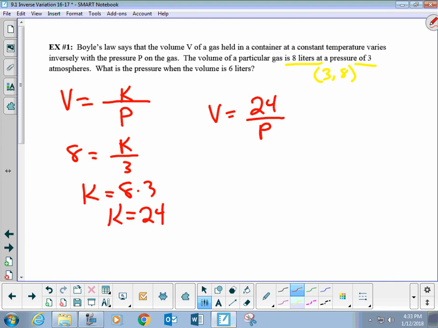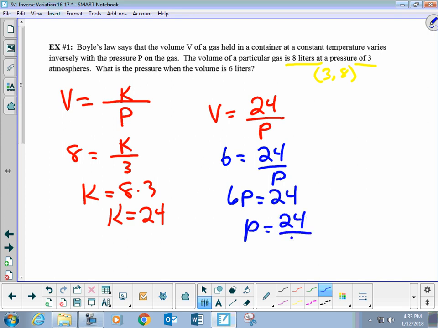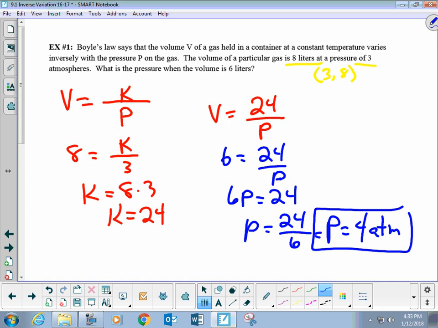So the next question, part of the question says, what is the pressure when the volume is 6 liters? So I know that 6 has to equal 24 over P. Think about it as cross-multiplying if you want. 6P is 24, P is 24 over 6. So the pressure is 4 atmospheres. Don't forget about your units.